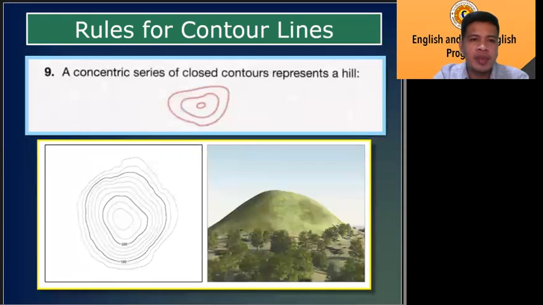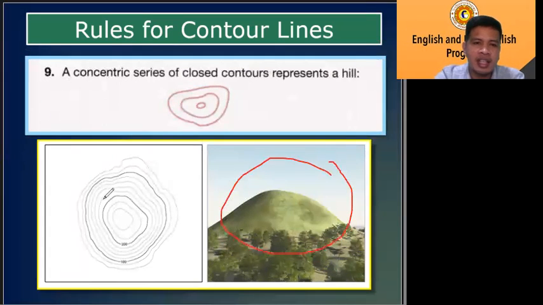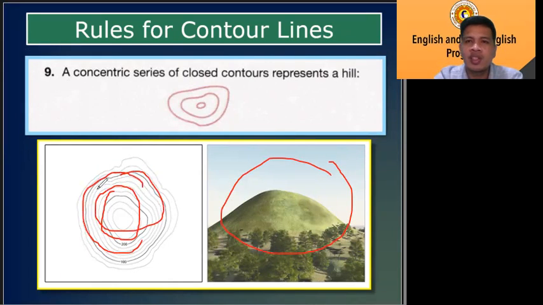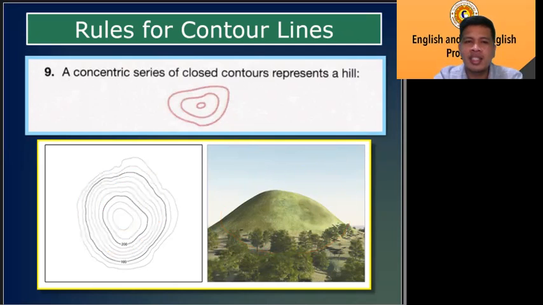Next one, number 9. A concentric series of closed contours represents a hill. So you have a series of irregular circles like this, which represents a hill like this. A series of closed contour lines, a hill.